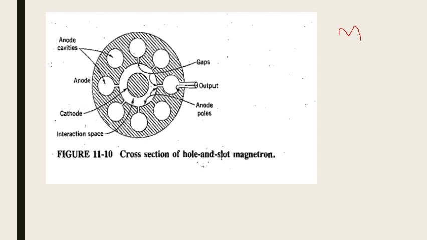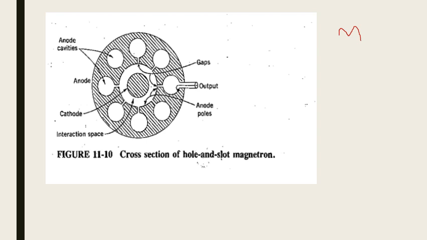Now, what do we mean by cavities? You can see this diagram over here. Can you see these round structures? These are nothing but the anodes, the anode cavities. At the center you have the cathode. The anode cavities are arranged like ice cream cups over here. Can you see? Like a cone-like thing. Ice cream cups. The number of cavities is normally 4, 8, or 16.